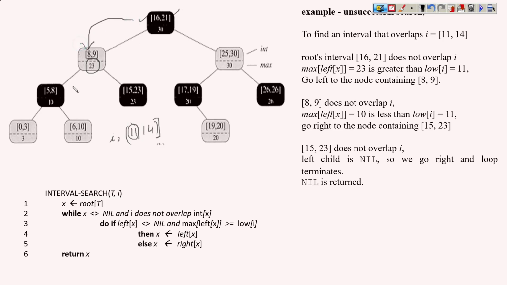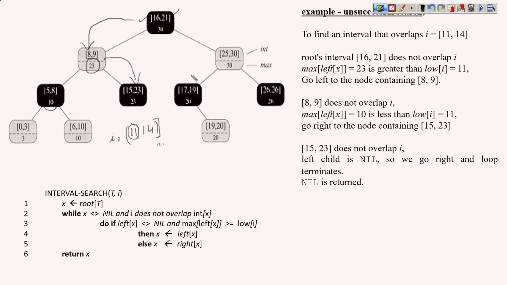So we will go here. Now again we'll check, is it overlapping? Again, this range and this range have no overlap. So we need to decide where to move. So now we are here. Then with 10, this is 10. Now this 10 is less than 11, so we have decided to move to the right.